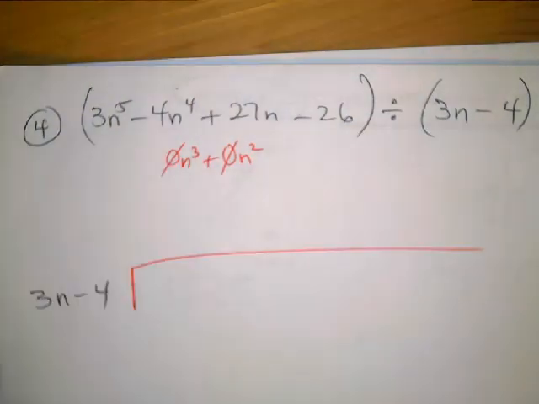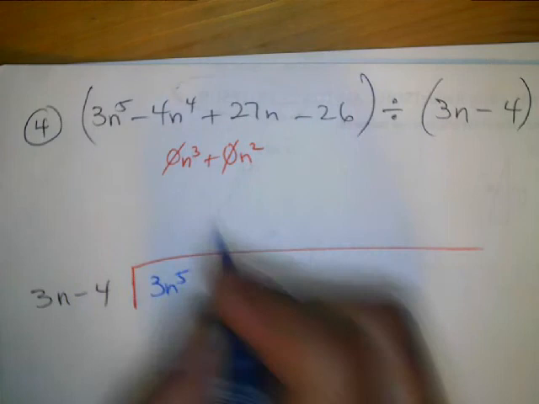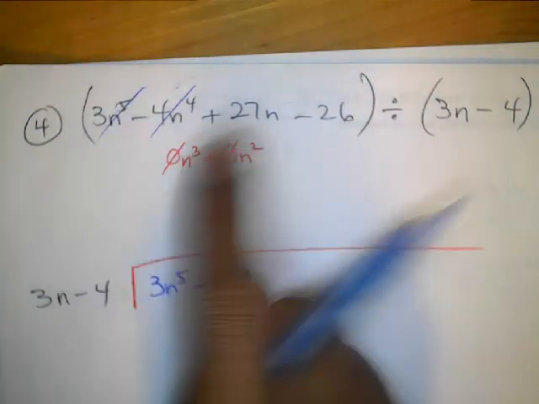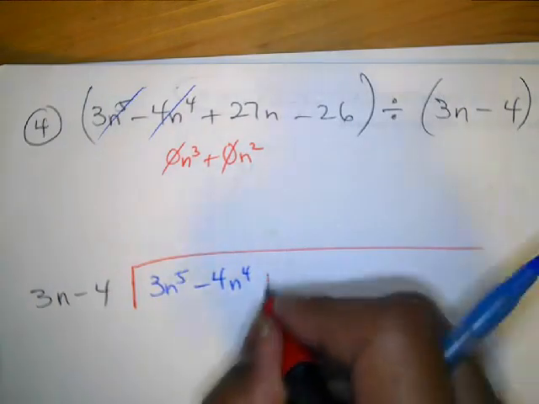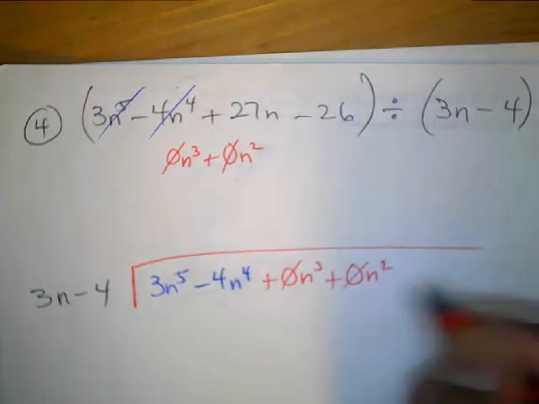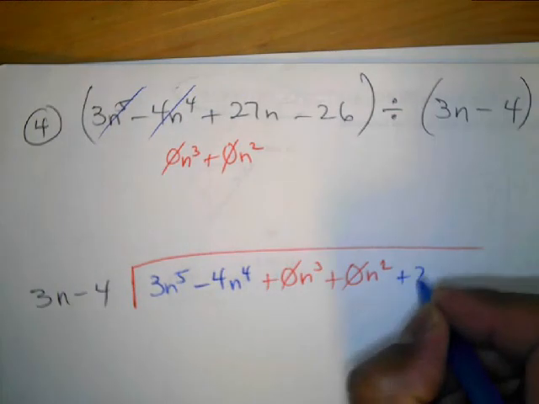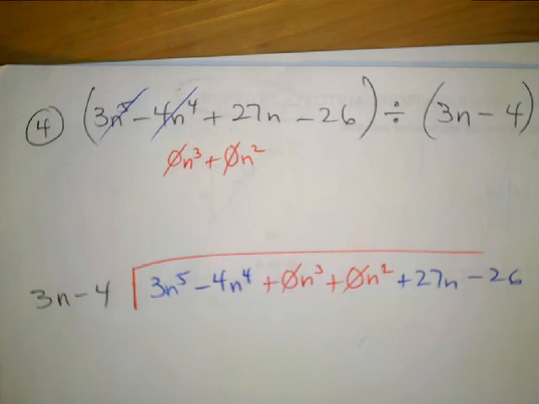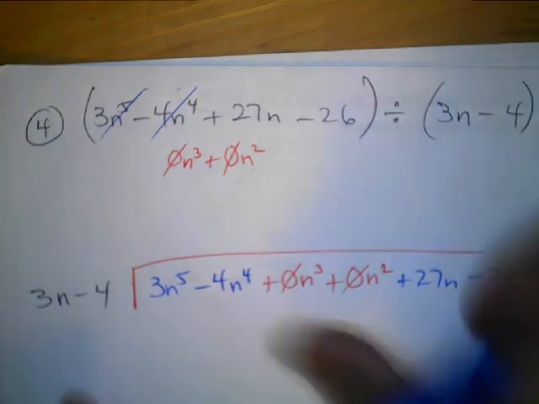All right, so let's set this up. 3n minus 4 is what your divisor is. This is your dividend, so that's going to be what? 3n^5 minus 4n^4. Got that one, got that one. And then see, I got to put these for the 0n^3 and for the 0n squared, plus 27n minus 26.